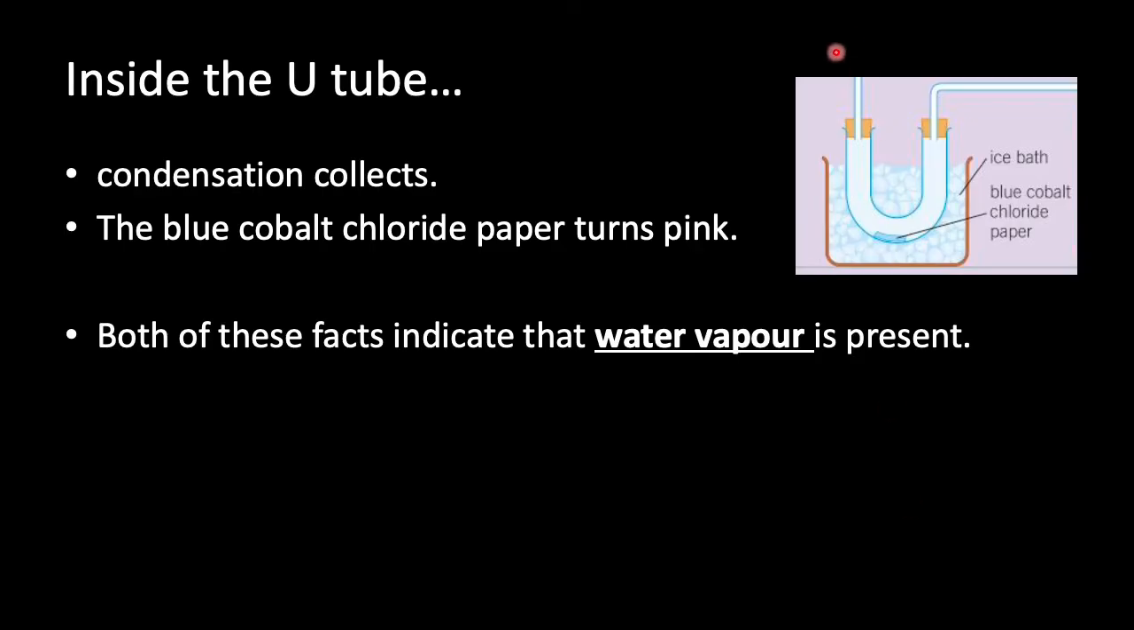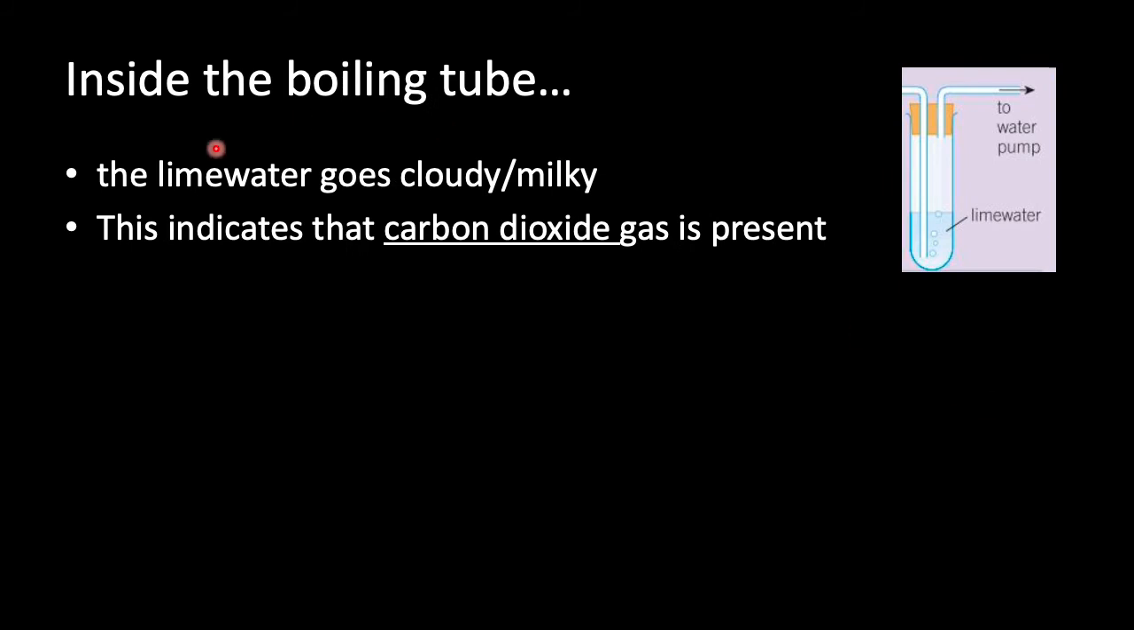So inside the U-tube, you should see that condensation collects and the blue cobalt chloride paper turns pink. Both of these things tell you that water vapour is present as a product of combustion. Pause the video if you need to and add to your notes. Inside the boiling tube then, the lime water goes cloudy. You could say it goes milky as well, which indicates that carbon dioxide gas is present. Again, pause the video if you need to add to your answers.